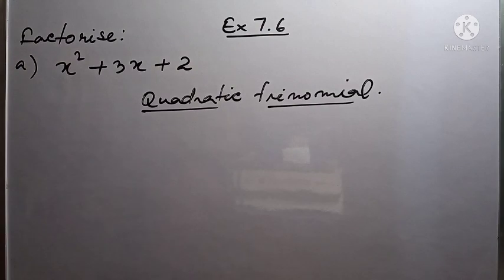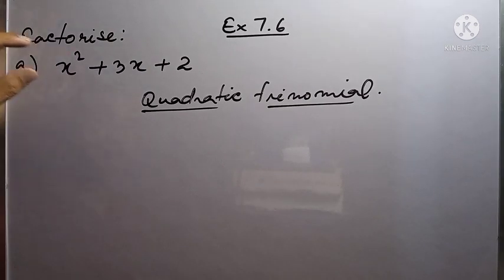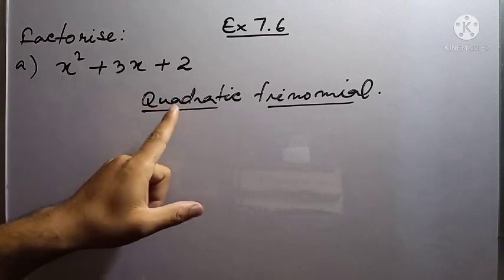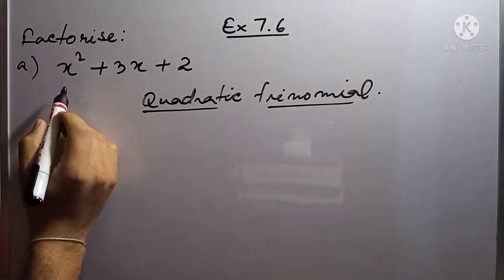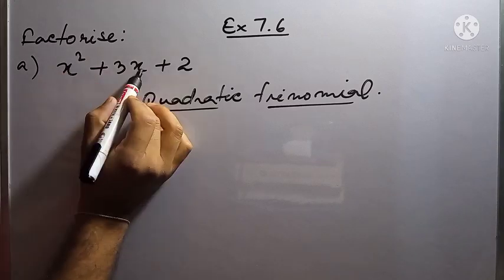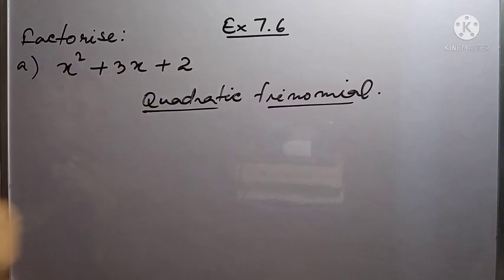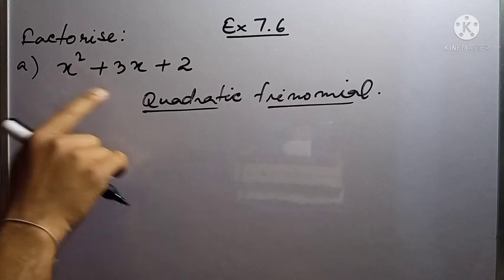What is meant by quadratic trinomial? This is an algebraic expression, and this given expression is a quadratic trinomial. Let me tell you the meaning one by one. Why do I call this expression quadratic? Because the highest power of x is 2, and here the power of x is 1. So the highest power of the variable is 2. That means the degree is 2, so it becomes quadratic.